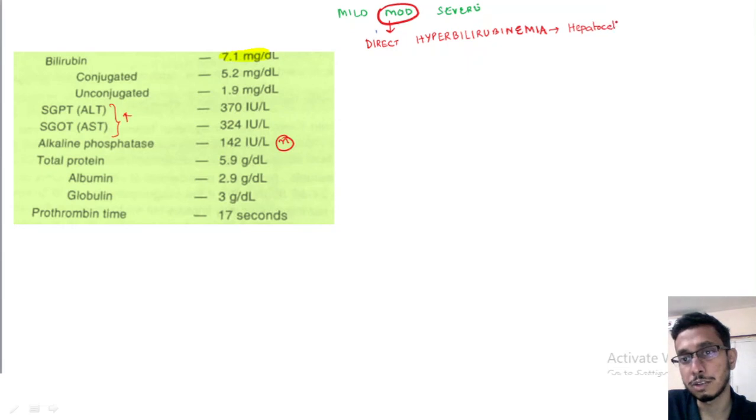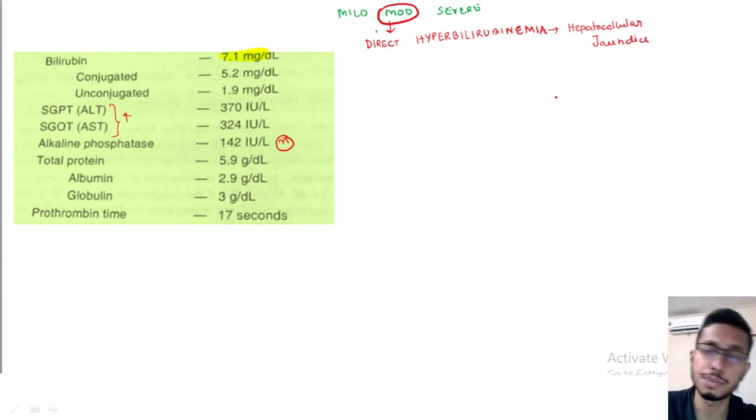Now, once you find it to be hepatocellular jaundice, next look at whether, etiology-wise, it is acute or chronic. How do you differentiate between acute and chronic? Look at the AG ratio, that is the albumin-globulin ratio.